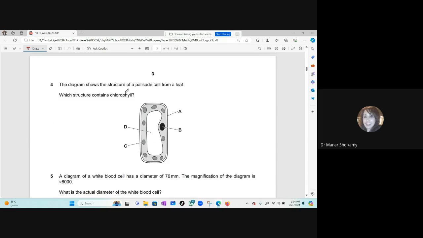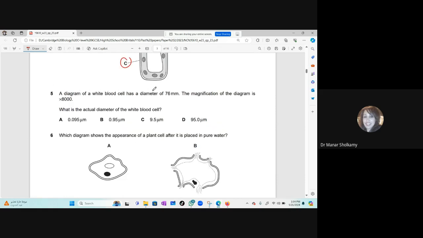Which structure contains chlorophyll, A, B, C, or D? C. C. B is the nucleus. B is not the chloroplast. Okay, five. A diagram of a white blood cell has a diameter of 76 millimeters. The magnification is times 8,000. What is the actual diameter of the white blood cell?